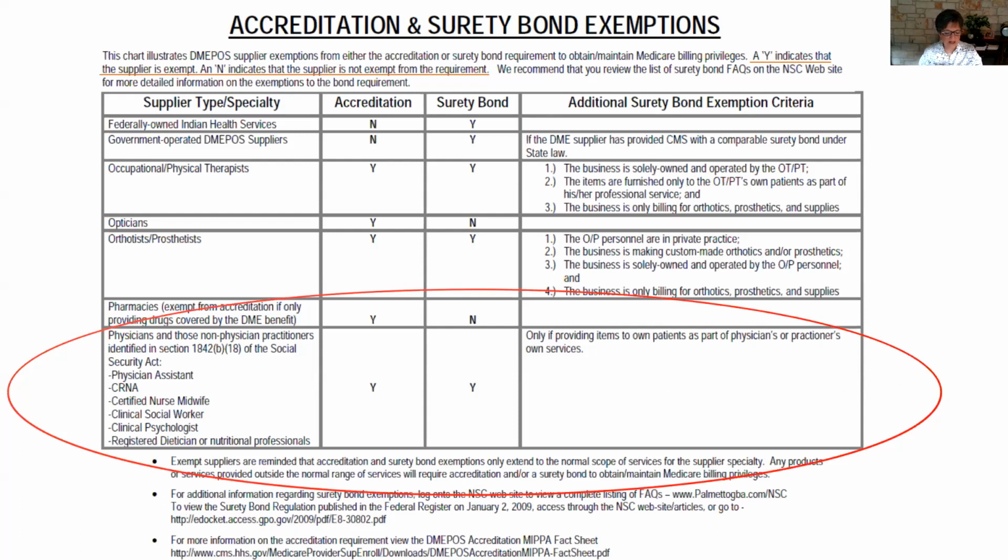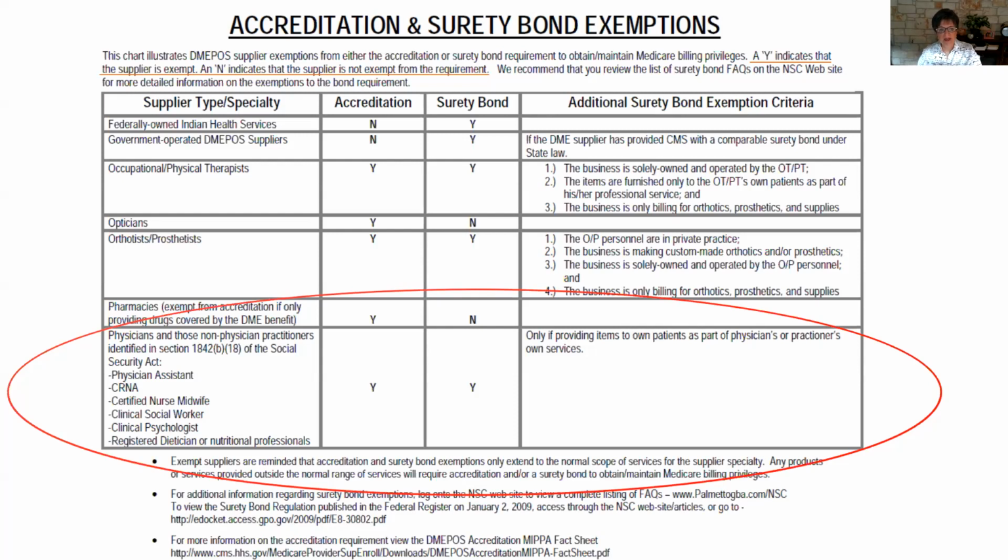So that's good news. Now, physicians and non-physician practitioners who are identified in Section 1842(b)(18) of the Social Security Act, and this is a short list of those physicians that are listed. So it would be an MD, a DO, a physician assistant, a nurse practitioner, a certified registered nurse anesthetist, midwife, social worker, clinical psychologist, registered dietitian or nutritional professionals. And there's a longer list.